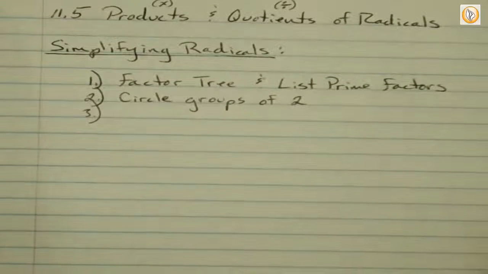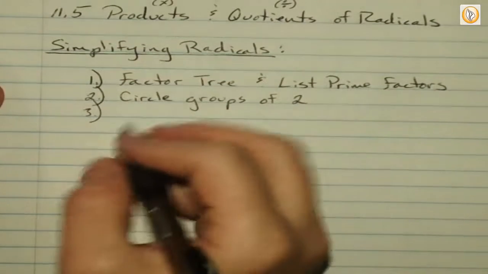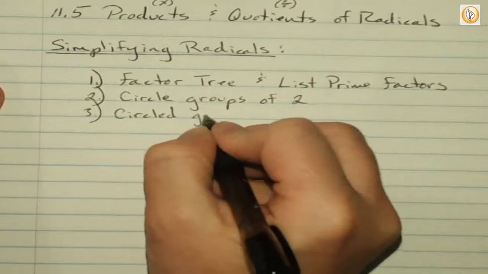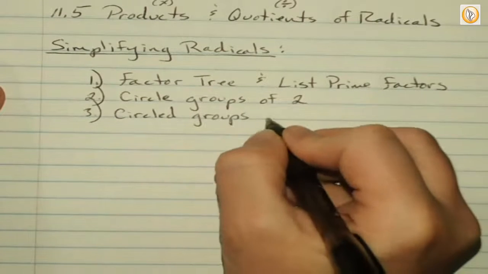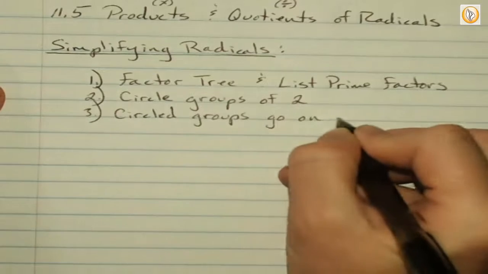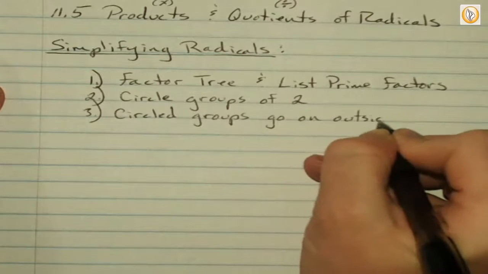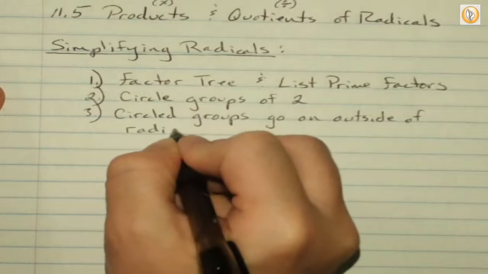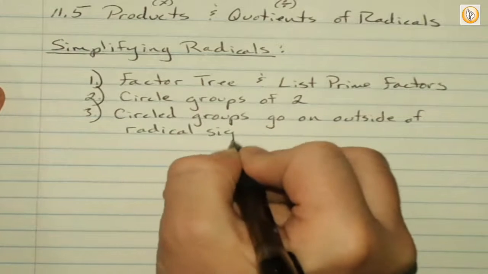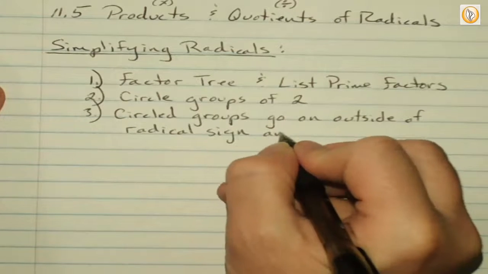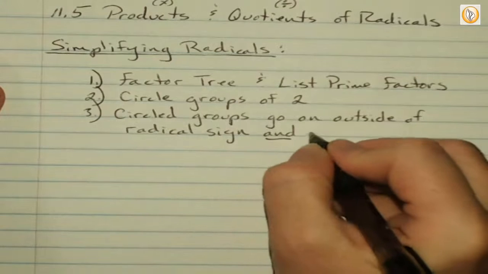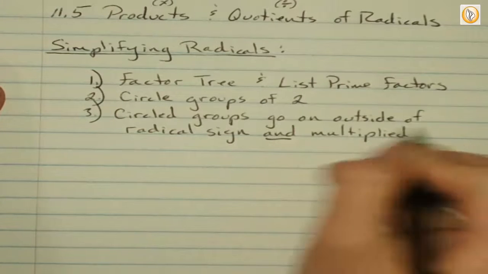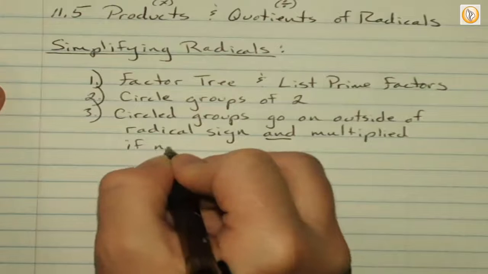Step 3. Circled groups go on the outside of the radical sign, and multiplied if needed.